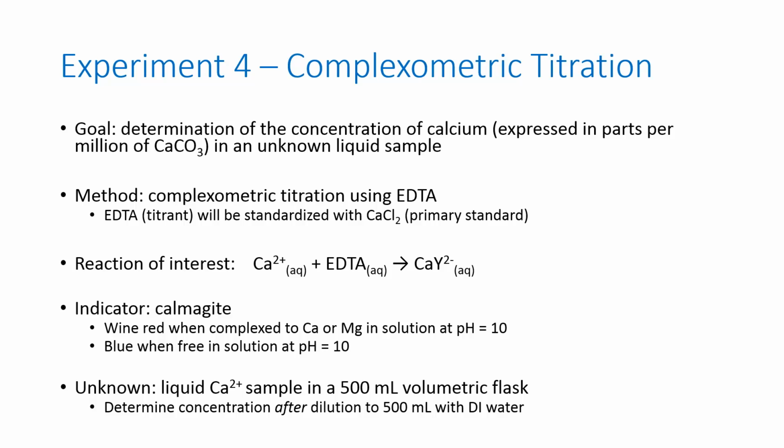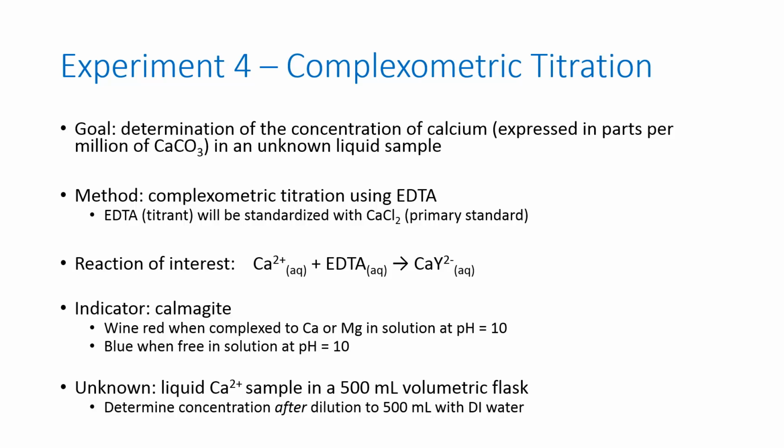The reaction of interest in the standardization and the unknown determination is the reaction of free calcium ions in solution with EDTA to form the calcium EDTA complex. The indicator is the calmagite molecule, and this molecule is also a complexing agent for calcium and magnesium and other +2 ions. When it's complexed to calcium in solution at pH 10 or above, it's red. When there's no calcium for it to complex to, it's blue. So what you're going to look for is this transition from red to blue.